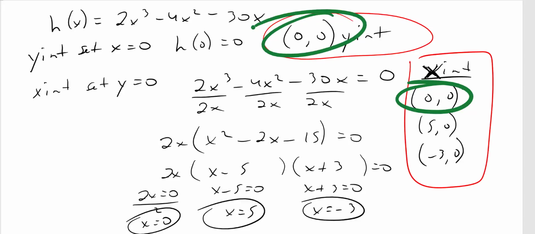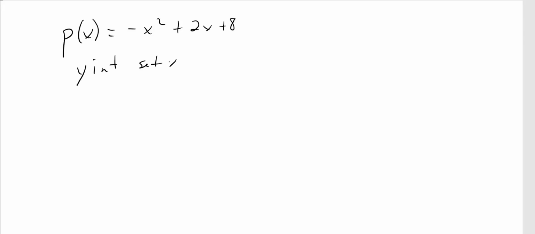Their same intercept. Okay, last problem is p of x, just using a different letter there, negative x squared plus 2x plus 8. Okay, so again, the y-intercept is super easy. You basically set x equal to 0. The x squared cancels and the 2x cancels, and you just have y equals 8. So my coordinate is 0, 8. Super easy.